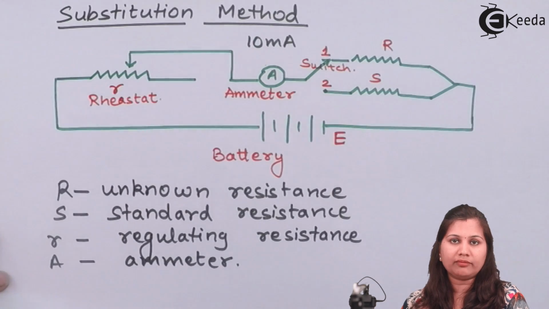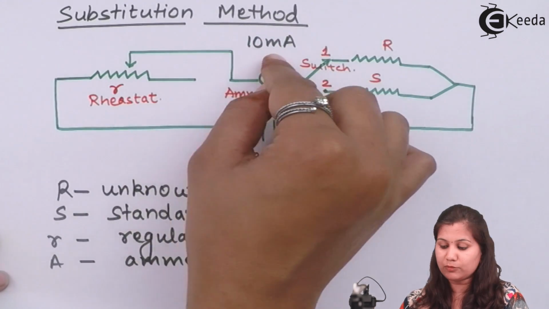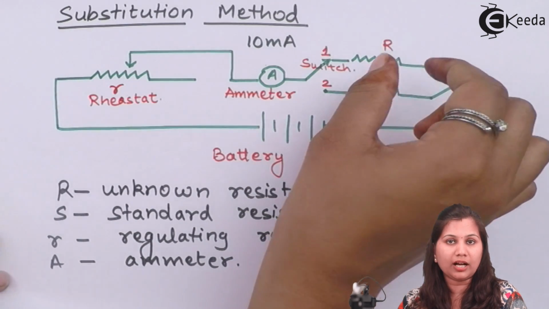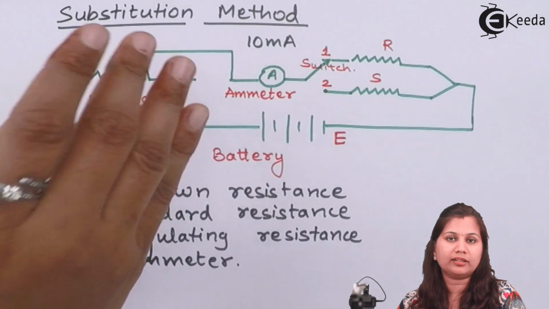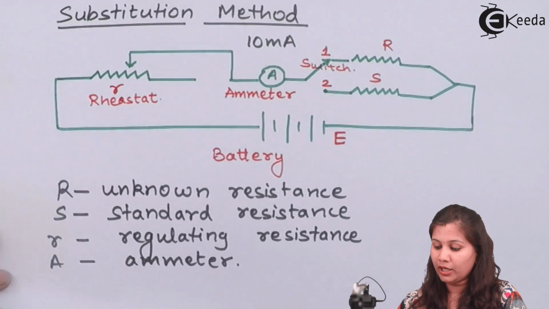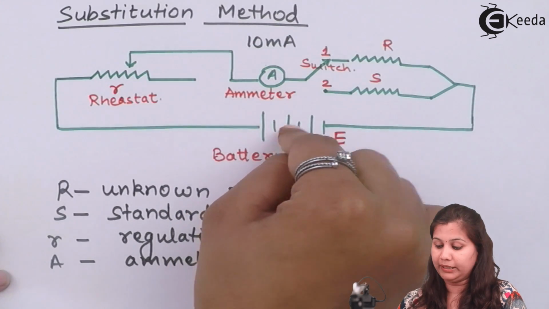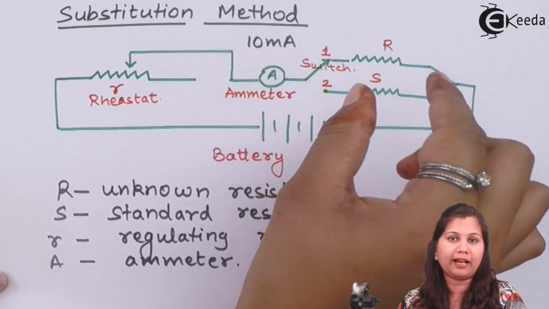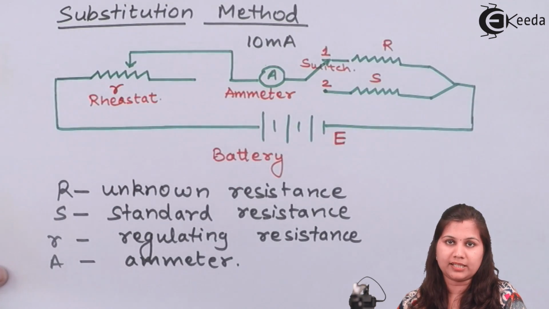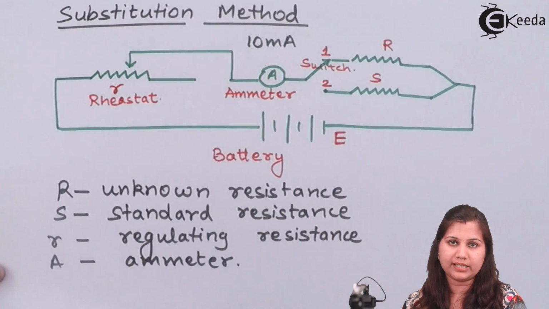We will change the value so that the same deflection of 10 milliamperes which we got in the case of the unknown resistance, the same deflection is obtained in the case of the standard resistance also. So when the same deflection, that is the same current of 10 milliamperes, is obtained, it means that the value of this unknown resistance is equal to the value of the standard resistance. So through this substitution of the resistance we are measuring the unknown resistance.